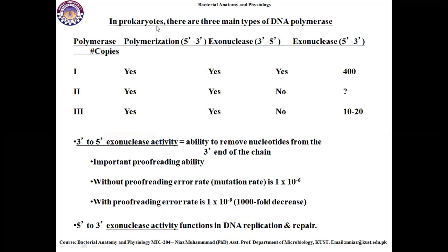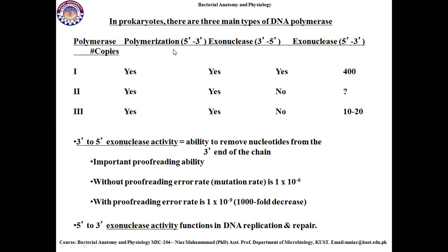So these are the enzymes. In prokaryotes, there are 3 main types of DNA polymerases which are responsible for the replication of DNA. And the replication of DNA consists of 3 stages: initiation, elongation, and termination. All 3 steps are monitored and carried out by DNA polymerase. So here we see polymerase 1, polymerase 2, and polymerase 3.